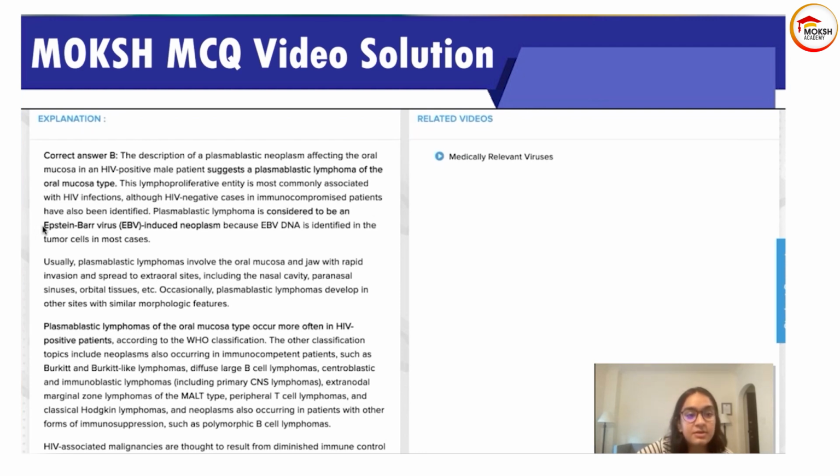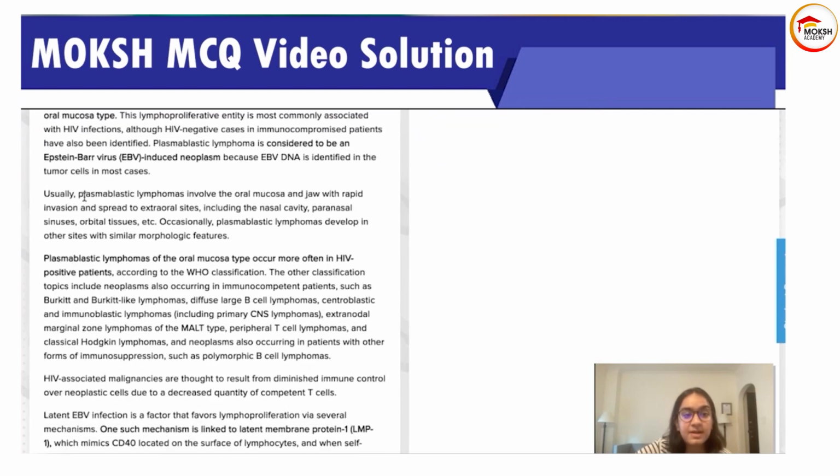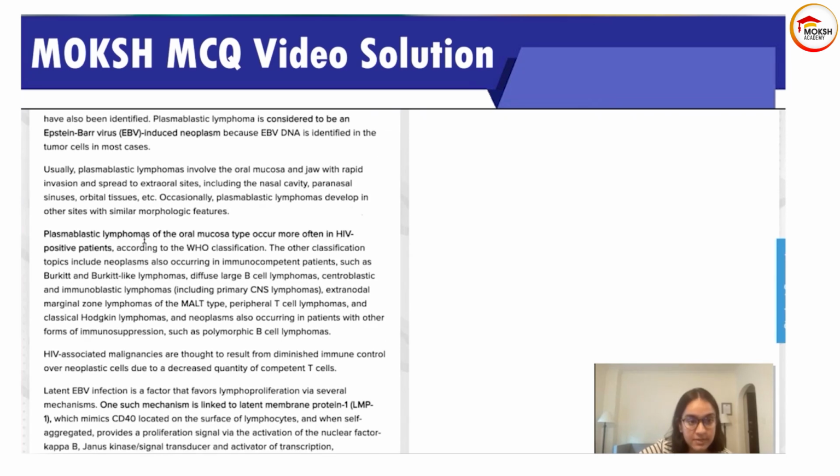And this is considered to be an EBV-induced neoplasm because EBV DNA is identified in the tumor cells in most cases. So you need to know that it's seen in HIV positive patients who have an EBV infection. They can go on to develop this particular type of B-cell lymphoma. So usually these plasmablastic lymphomas involve the oral mucosa and the jaw, with rapid invasion and spread to extraoral sites, including the nasal cavity, paranasal sinuses, orbital tissues, and occasionally it develops in other sites with similar morphological features.